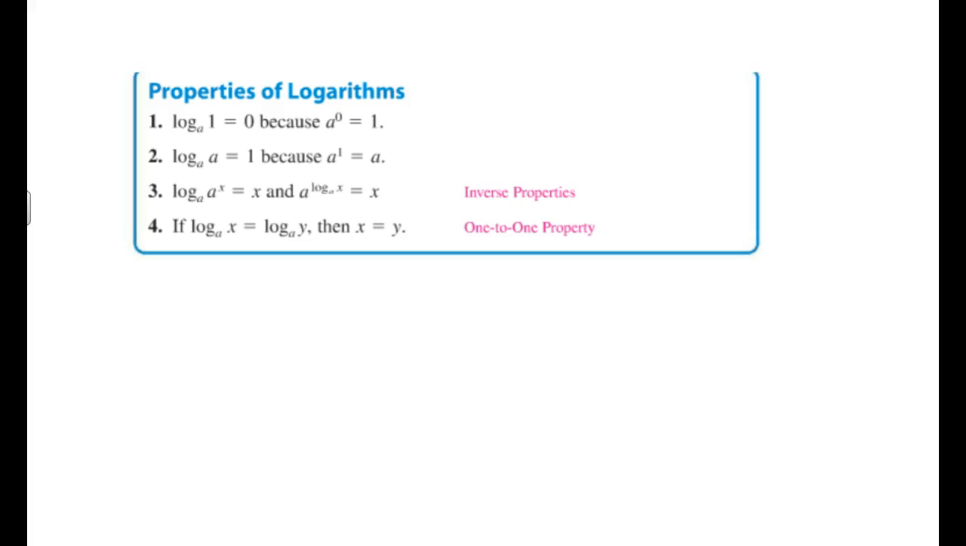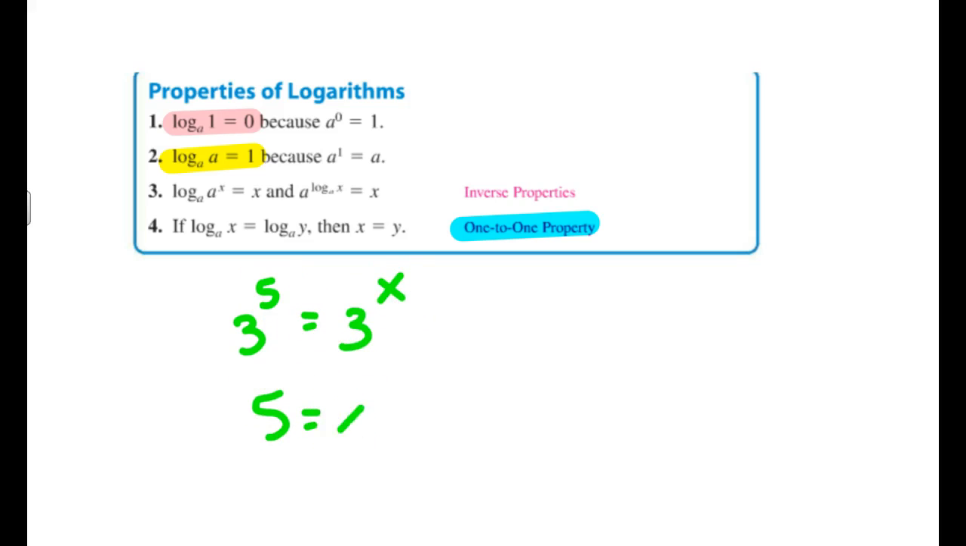And here are some other log properties. We've talked about this one already, where the log of a equals 1. I think we've talked about the log of 1 equaling 0. We haven't talked about the last two yet, but I will in the later videos. Well, I guess we talked about the 1-to-1 property a little bit, because we used exponents. So 3 to the 5th equals 3 to the x when 5 equals x. Well, that's for exponents, but that also works for logs, and that's what number 4 is talking about.